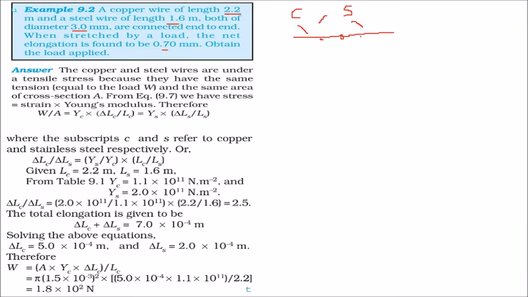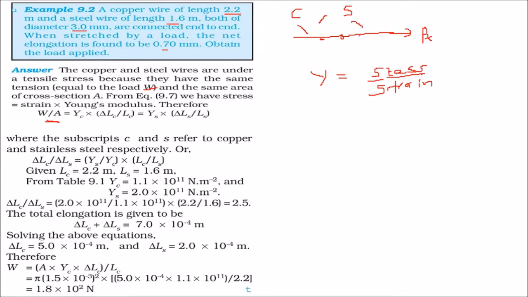So these two wires, they are under what? They are under tensile stress, because they have the same tension. Because in the question, it is being said that they have equal load W and they have same cross section area A. So we have an expression, Young modulus is given by stress by strain. We know all these values. Stress is given by W by A, and the strain is given by the stress, strain, and Young modulus.